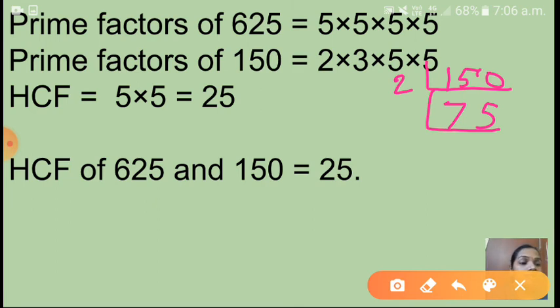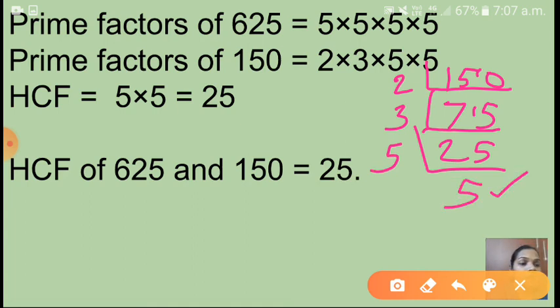come in 3's table. Okay, so you have to write here what? 3. 7, how many 3s are there? Very good, 2 3s are there. Remainder is what? 1. So this 1 will go here, 15. 15, how many 3s are there? 5 3s are 15. Okay, so 25 will come in which table? Which prime number's table? Yes, 5. 5 5s are 25. Here we got what? 5. That means it is a prime number. So we will stop here.